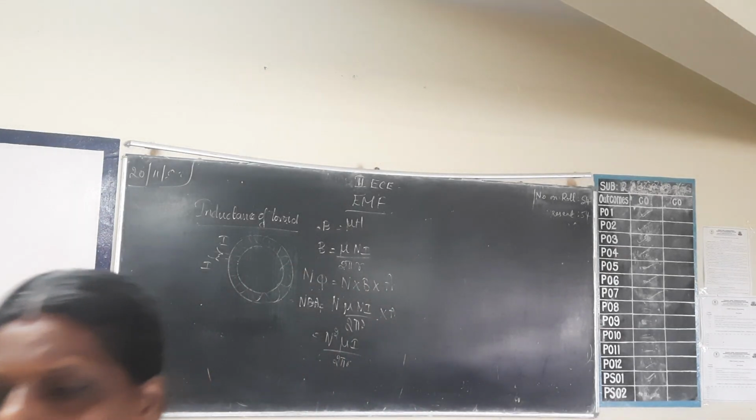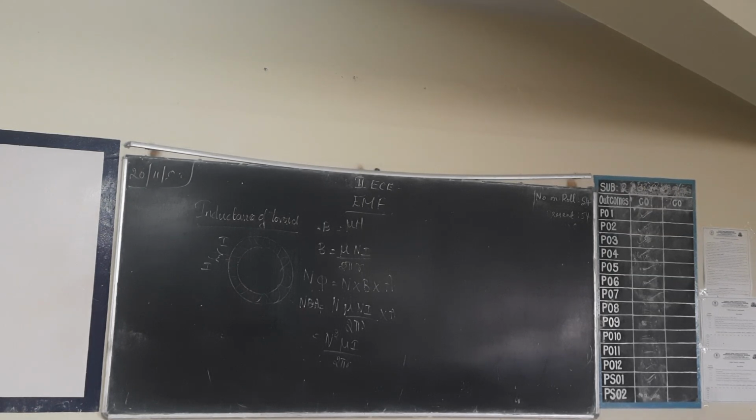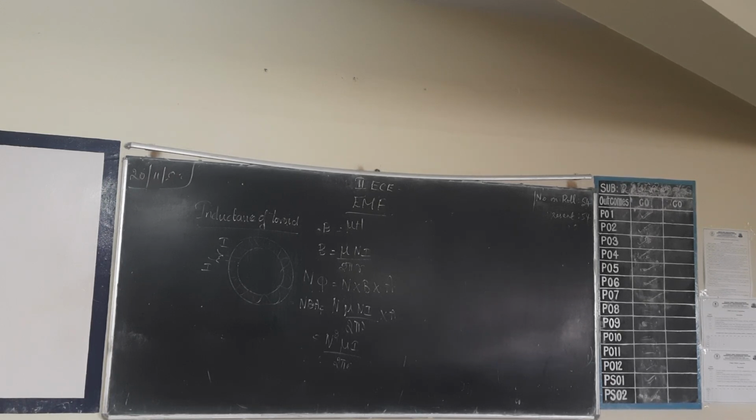Taken? Mu into N squared into i into A divided by 2 pi r.